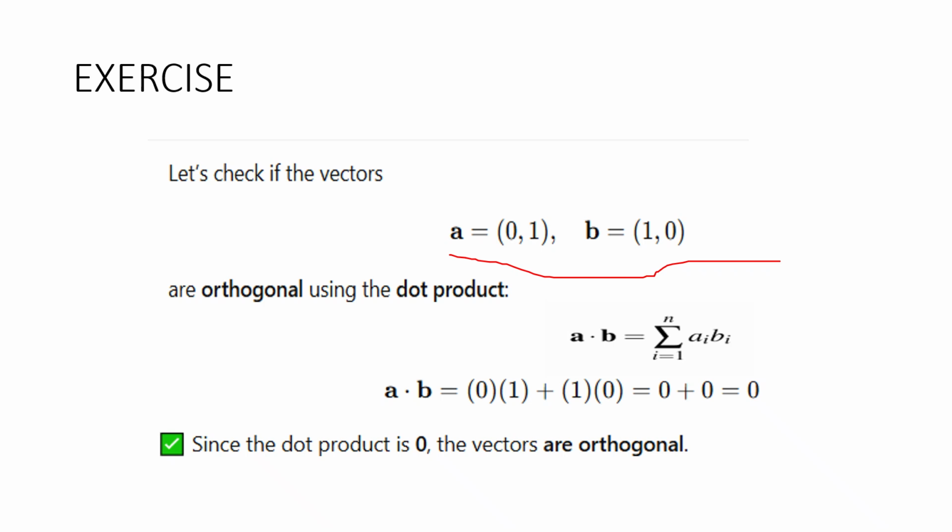A dot B is equal to A1 into B1, that is 0 into 1, plus A2 into B2, that is 1 into 0. So 0 into 1 is 0, 1 into 0 is 0, and the sum is equal to 0. So what does this dot product indicate? If the dot product is equal to 0, it indicates the vectors are orthogonal.